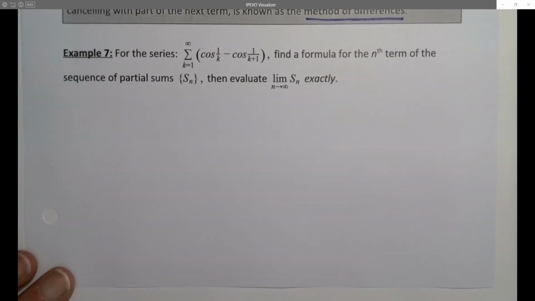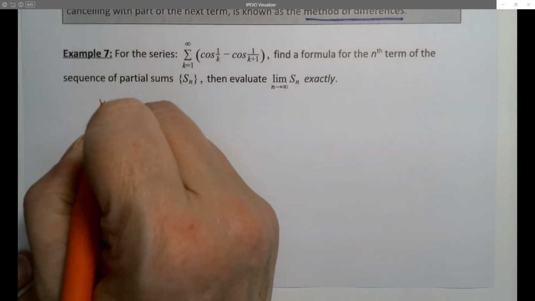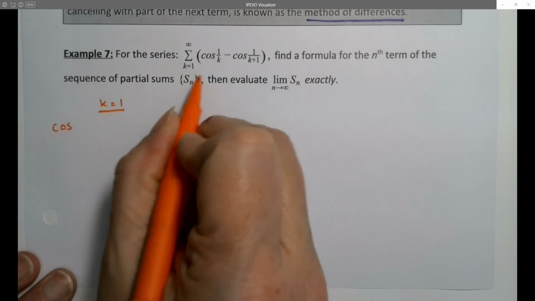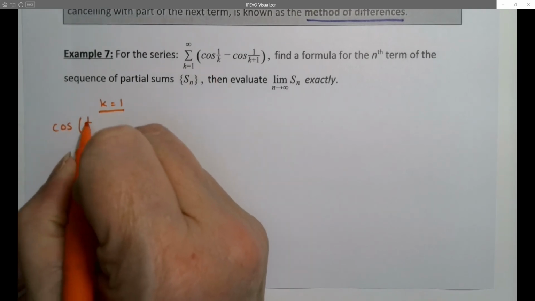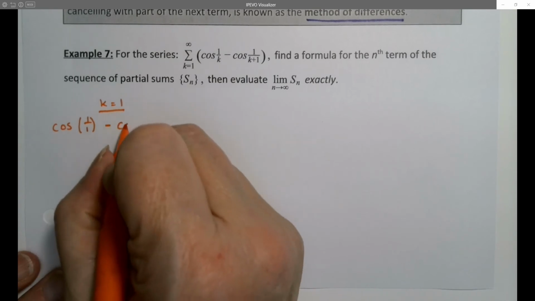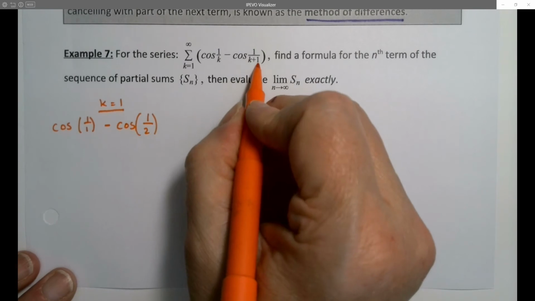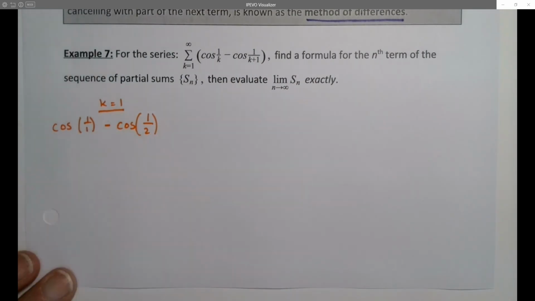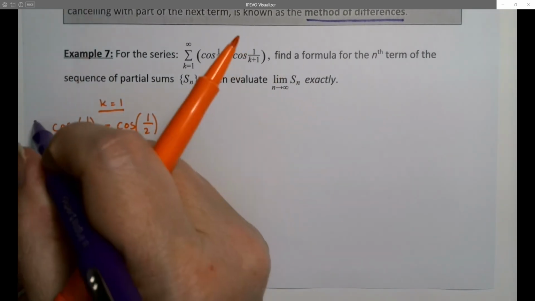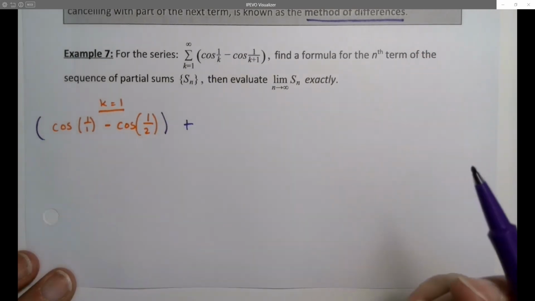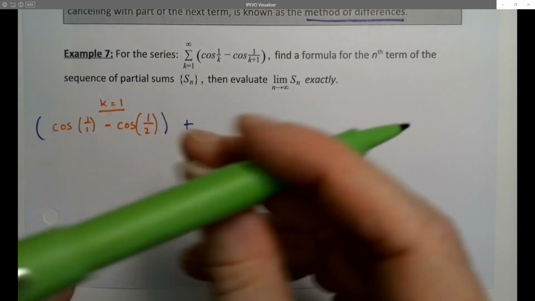So let's start with k equals 1. Right? So when I put k equals 1 in there, what will happen? I'll have the cosine of 1 over 1 minus the cosine of 1 over 2, because 1 plus 1 is 2. All right, so there's the first term right there. K equals 1. Plus, it's a series, so I have to add. So now let me do k equals 2.